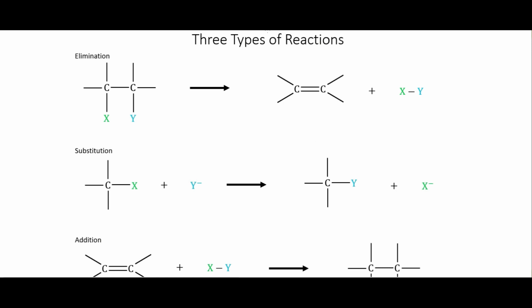The two that we've discussed already are elimination and substitution. In elimination, we bring in this saturated alkane and remove these two groups so that we end up with an alkene and the groups that left. With substitution, we have the saturated alkane and replace one group with another: one is the nucleophile, and the other is the leaving group. In general chemistry terms, the first is sort of a decomposition reaction, and the second is a single displacement reaction.